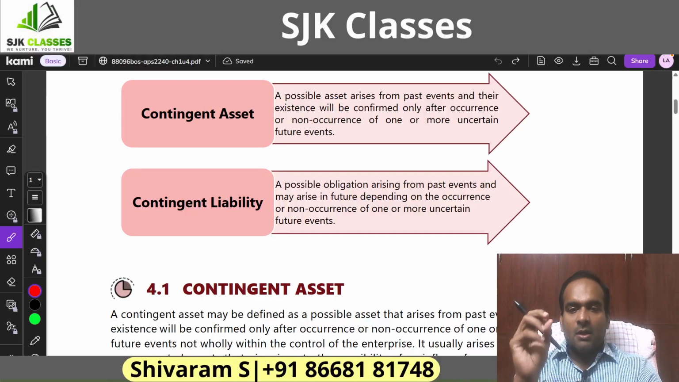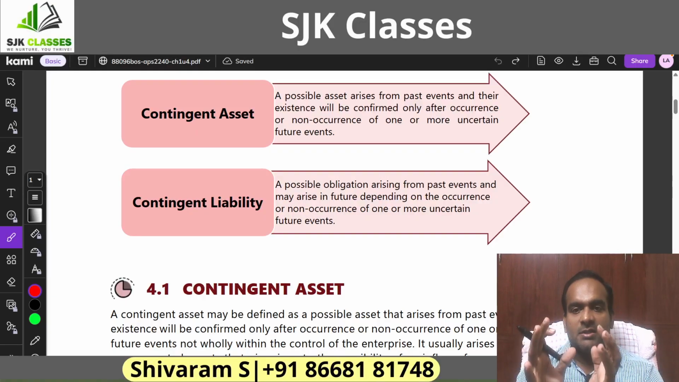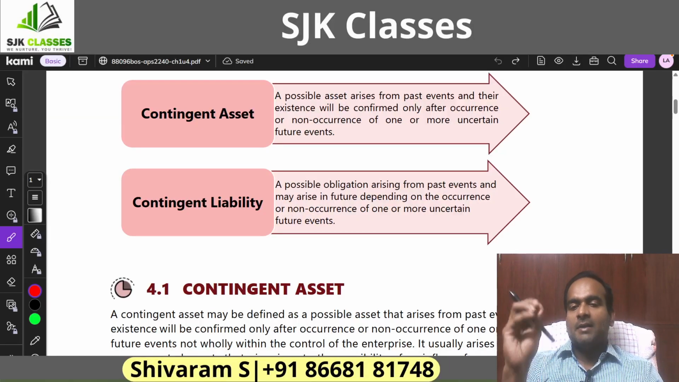Now, what should I do with this contingent asset? In other words, what is the disclosure part for contingent asset? The answer is simple. Contingent asset cannot be shown in the books of accounts because of the prudence concept. The prudence concept says do not anticipate profit, provide for all possible losses.